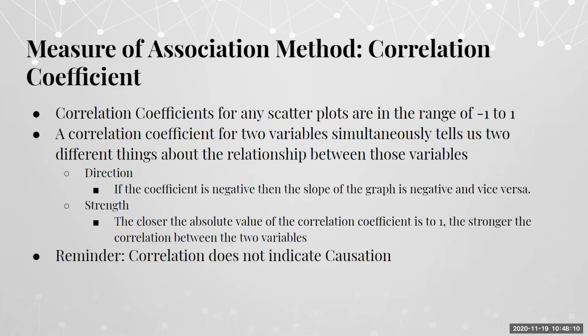A correlation coefficient for two variables simultaneously tells us two different things about the relationship between those variables. The first one is direction, where if the coefficient is negative, then the slope of the graph is negative, and vice versa. The second one is strength, meaning that the closer the absolute value of the correlation coefficient is to 1, the stronger the correlation between the two variables. And the special reminder is that correlation does not indicate causation.